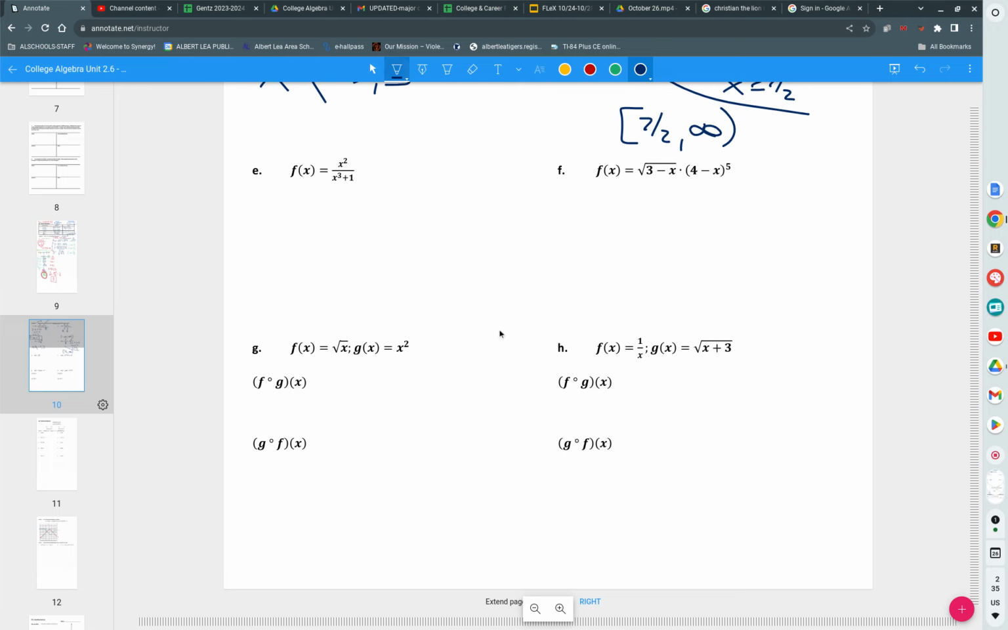For letter E, the domain of the top is all real numbers, and the domain of the bottom is all real numbers. But as we said before, you can't divide by 0. What number would give you 0 in the denominator? It would just be negative 1. If you set x cubed plus 1 equal to 0, notice how you could subtract 1. And then when you take the cube root of both sides, the cube root of negative 1 is negative 1. So therefore, x cannot be negative 1. That's your domain.